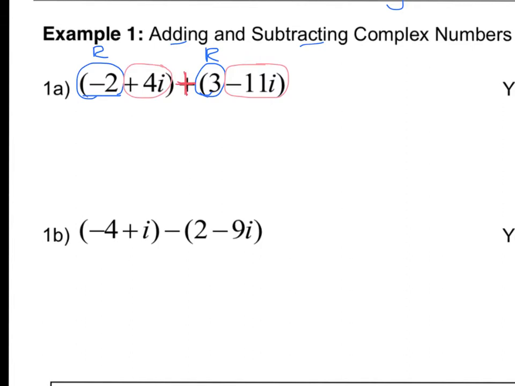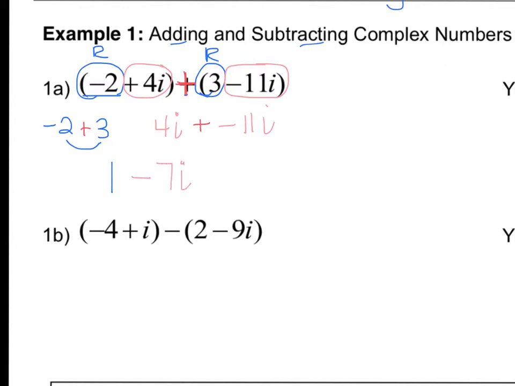So now I'm going to go ahead and add the like terms. So I'm going to write -2 plus 3, because those are the real parts and there's a plus sign in between. And then I'm going to add the imaginary parts. It's a positive 4i, and I'm going to add the -11i. So let's add. -2 plus 3 is 1, and 4i plus -11i is -7i.